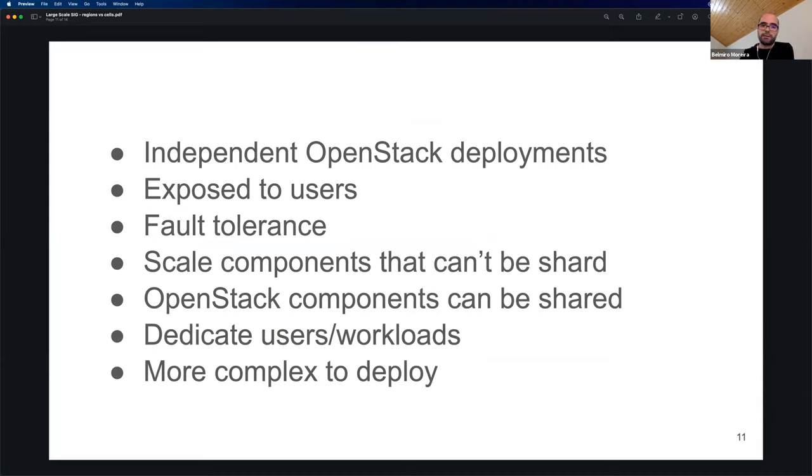They can be used to scale components that can be sharded. A good example is always Neutron. However, we can share more OpenStack components. Usually it's only Keystone and Horizon, but also you can share other components like Glance, for example, and avoid all the issues of image synchronization between regions. Again, at CERN, we are sharing Glance between our different regions to avoid this issue of image synchronization.